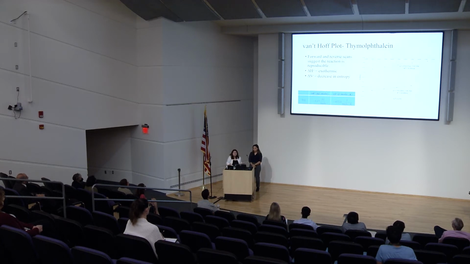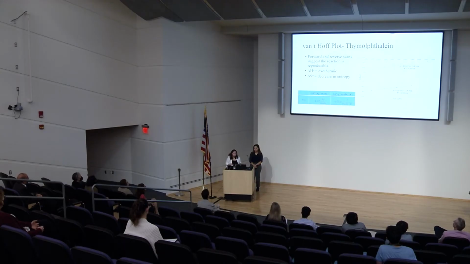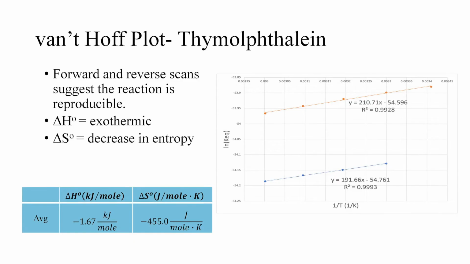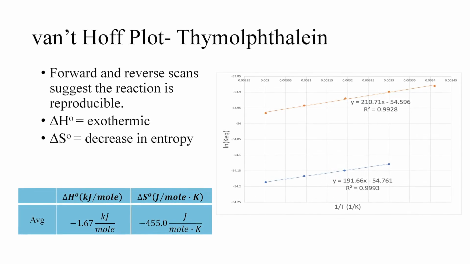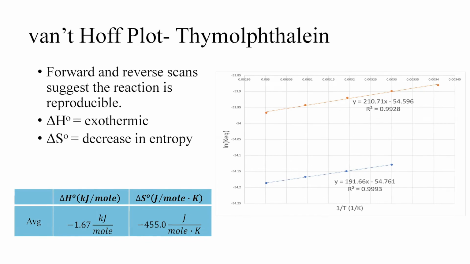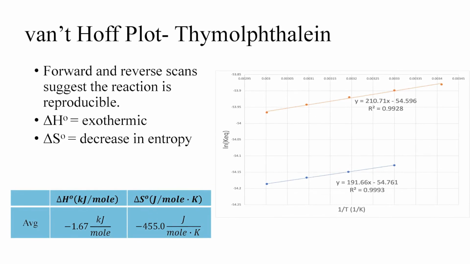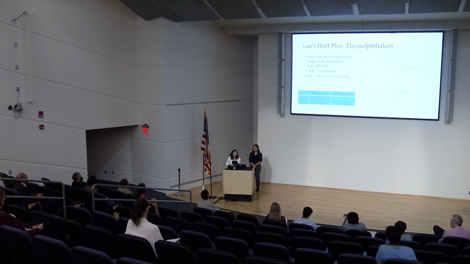What does this mean? Well, this makes sense because deprotonation is an exothermic reaction, so it should, in theory, be negative. But why is delta S negative? Well, thymolphthalein gets more and more soluble as it deprotonates, so this could explain the delta S value being negative. It also forms multiple carbon-oxygen double bonds, which could contribute to the negative delta S value as well.